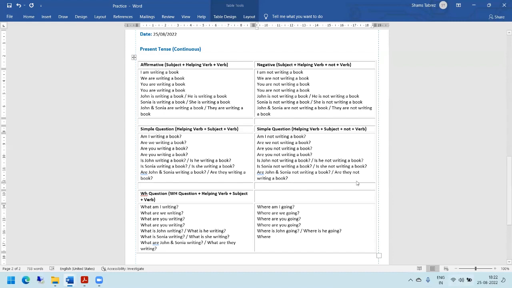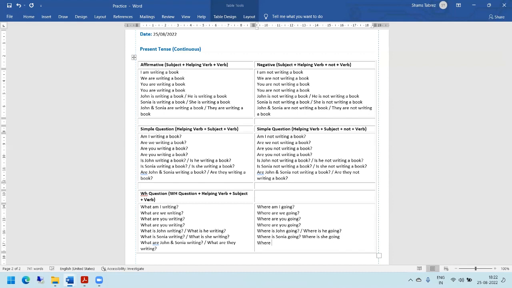Where is Sonia going? Where is Sonia going? Or in another word, how can we express it? Where is she going?